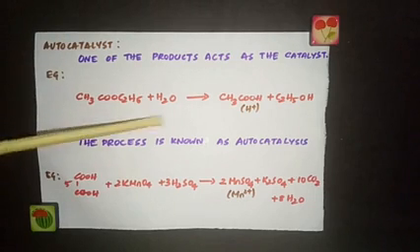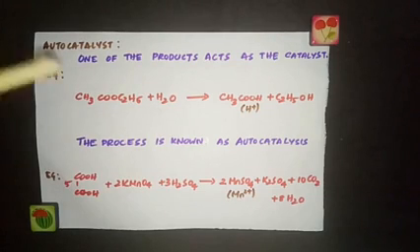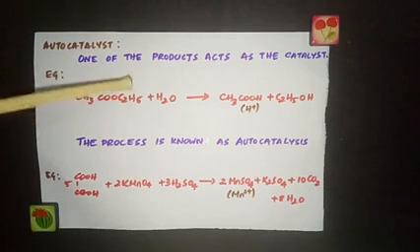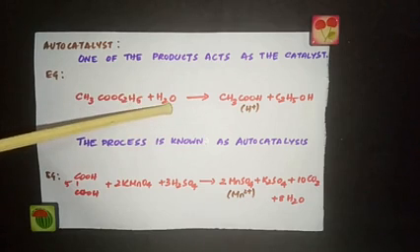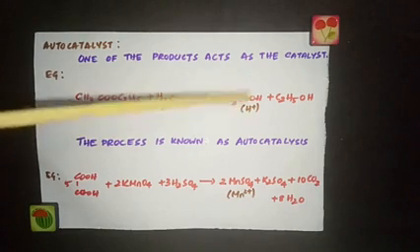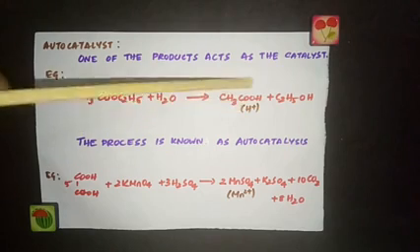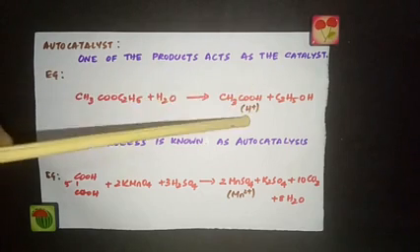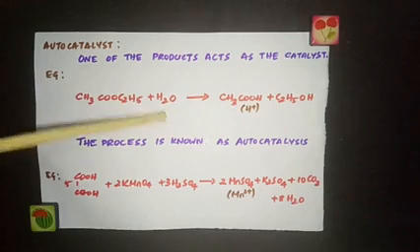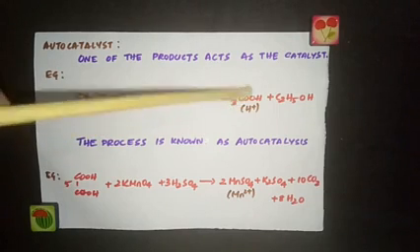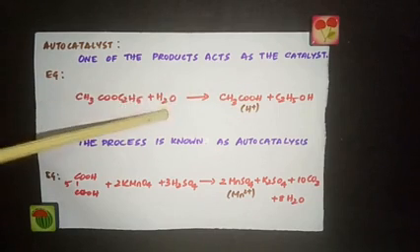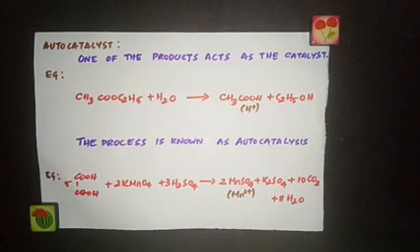For example, if you take this reaction, hydrolysis of ethyl acetate. Here this is ethyl acetate and you are treating it with water to give you acetic acid and ethanol. This reaction is initially slow, but after the formation of acetic acid, the H+ ions from acetic acid will catalyze the reaction and then the reaction speeds up. So one of the products is acting as a catalyst. Such catalysts are called autocatalysts, and this process is known as autocatalysis.